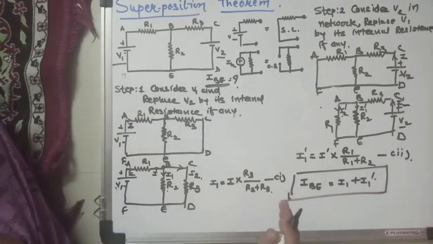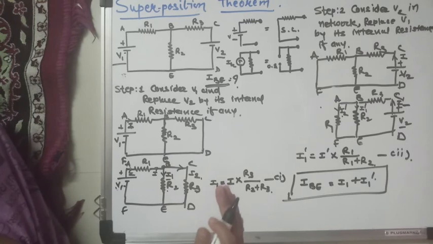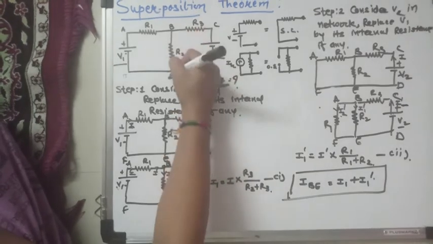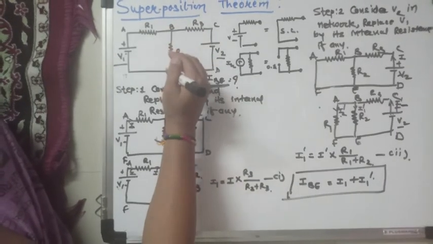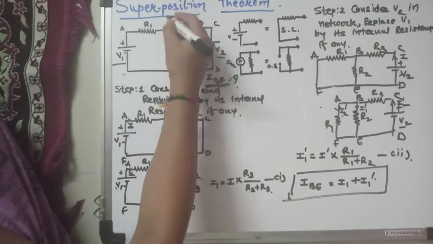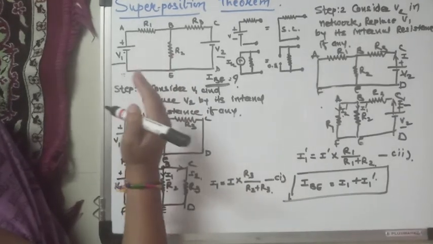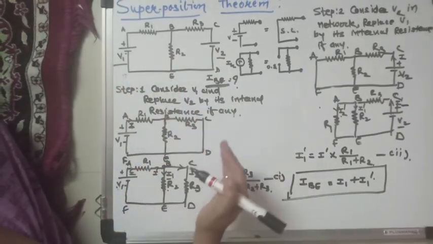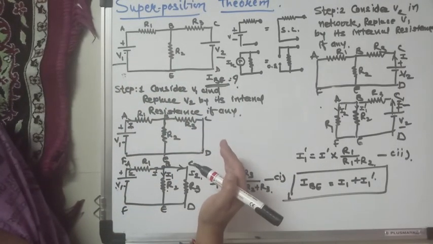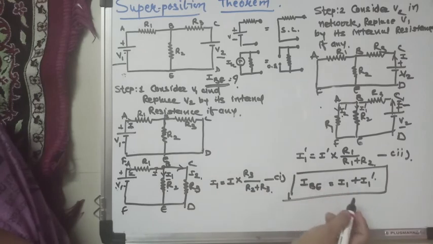If any network has more than one energy source, and you want to find the value of current passing through any branch, it is the algebraic sum of the current flowing through the branch when each source is considered separately and the other sources are replaced by their internal resistances. This way you can find the value of current passing through any branch.